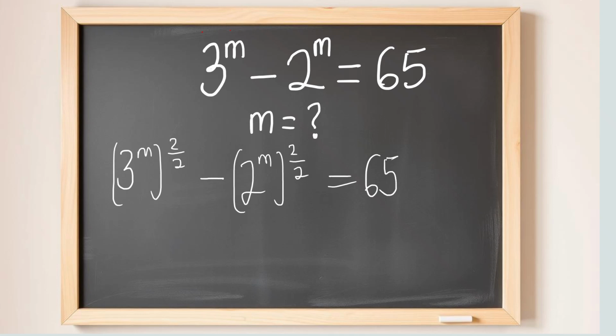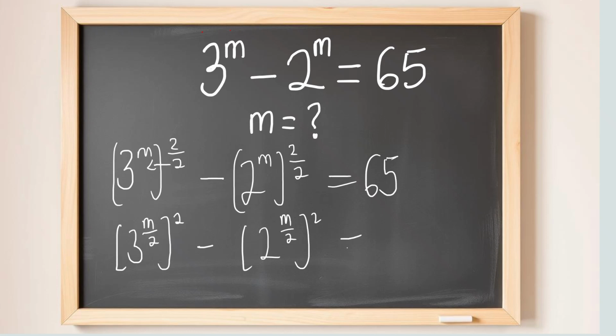We apply this rule because it is more convenient than squaring both sides, which is going to be a little bit complicated. So here we can rewrite this given equation as 3 to the power of m over 2, and we have this numerator here. So what I did is just to move this denominator down here, minus 2 to the power of m over 2 squared equals 65.